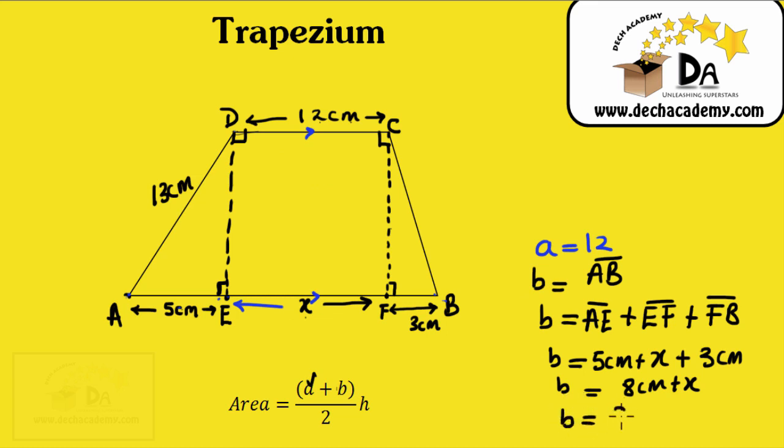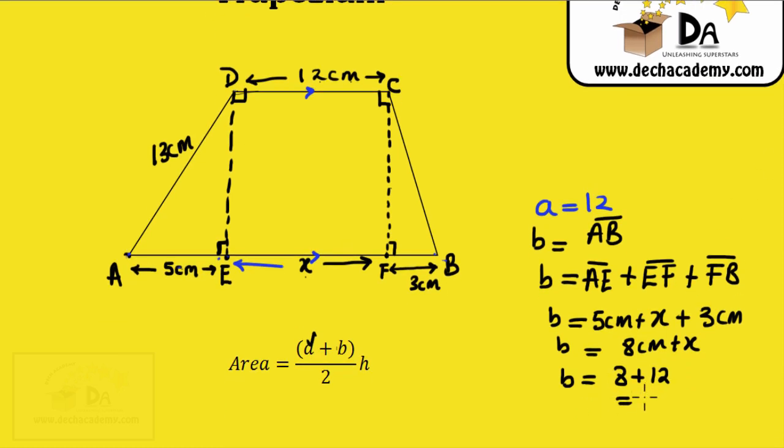That means B is equal to 8 plus 12, which means B is equal to 20 centimeters. So now B is known, but we need to determine the perpendicular height of the trapezium. And that's this height, the height of this side or this side. So the perpendicular height is equal to ED, or it's equal to FC. ED and FC are the same. So the line from point E to point D, the line from point F to point C.